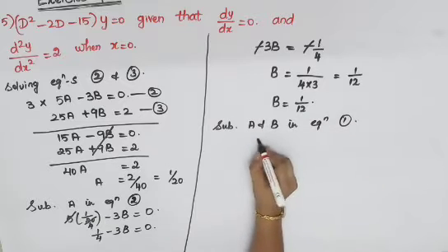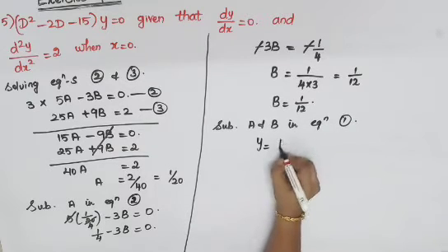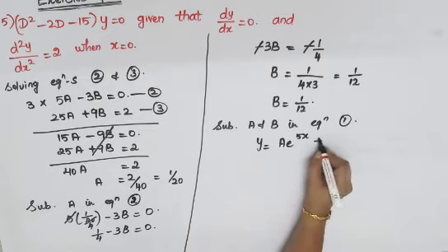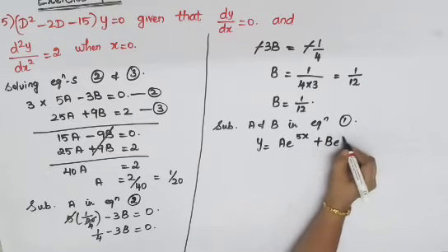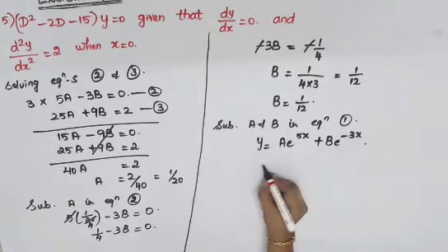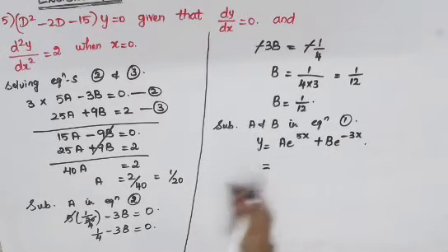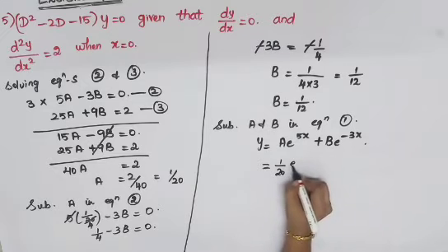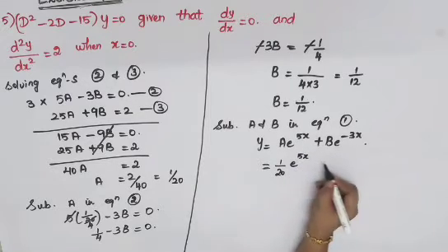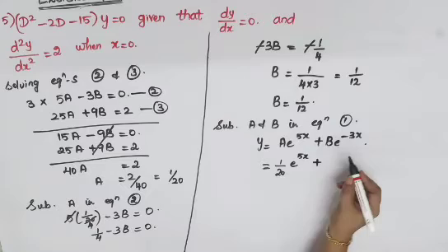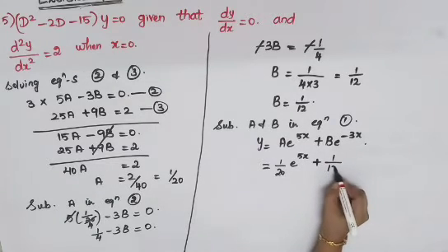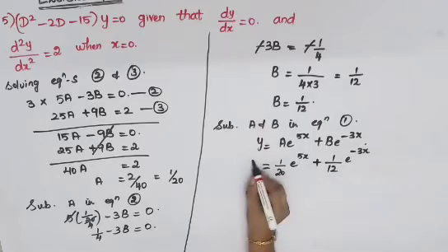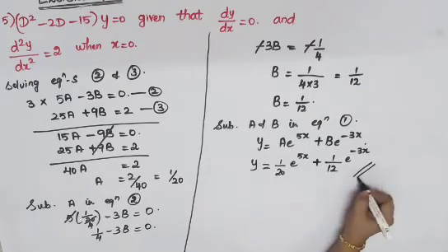So your first equation is y is equal to a e power 5x plus b e power minus 3x. It is equal to, in the place of a we have got 1 by 20. So 1 by 20 e power 5x plus, in the place of b we have got 1 by 12. So 1 by 12 e power minus 3x. So this is the answer for your fifth question.